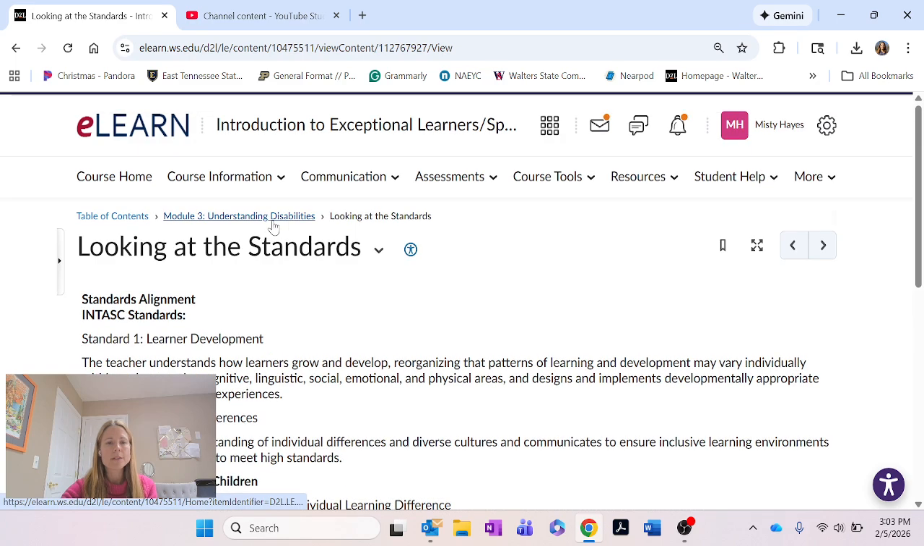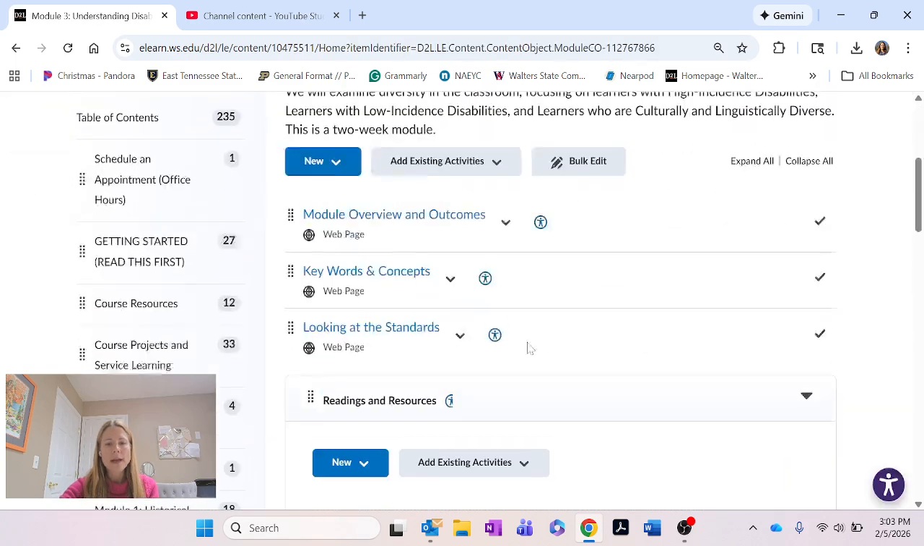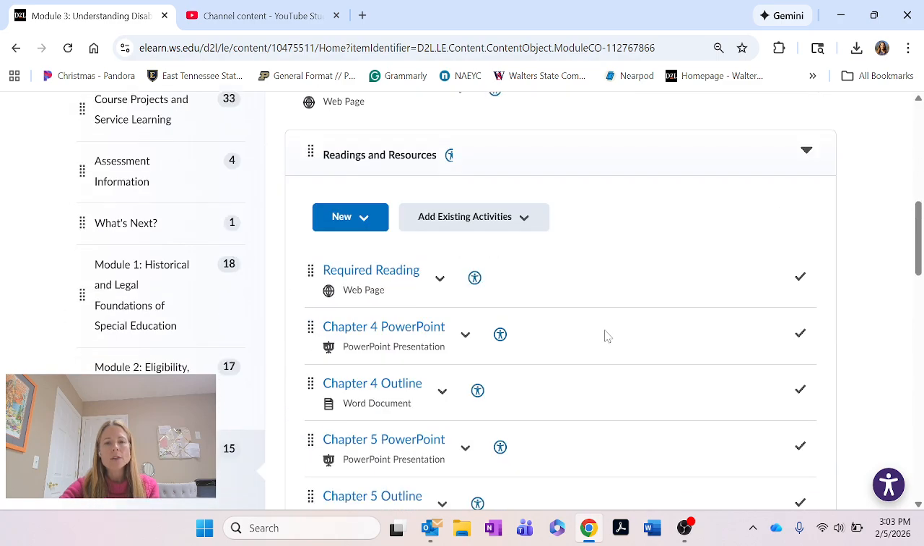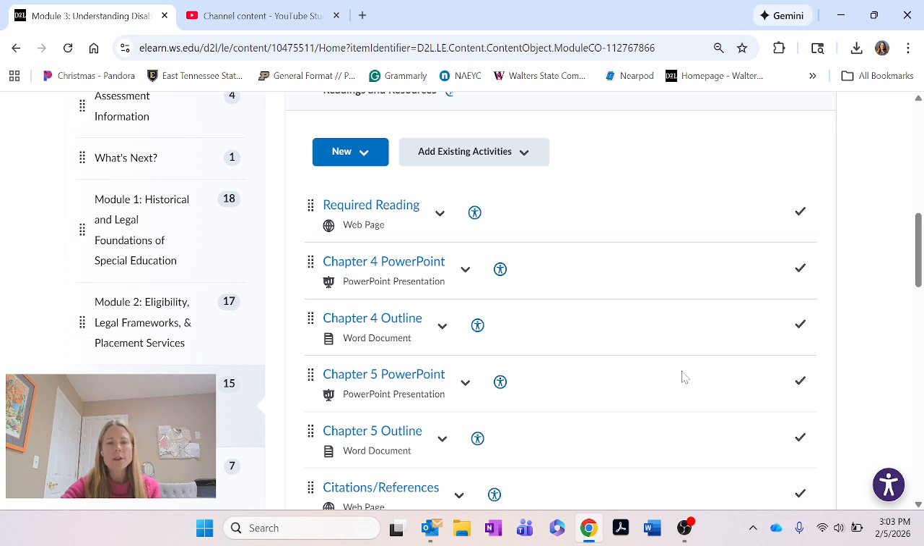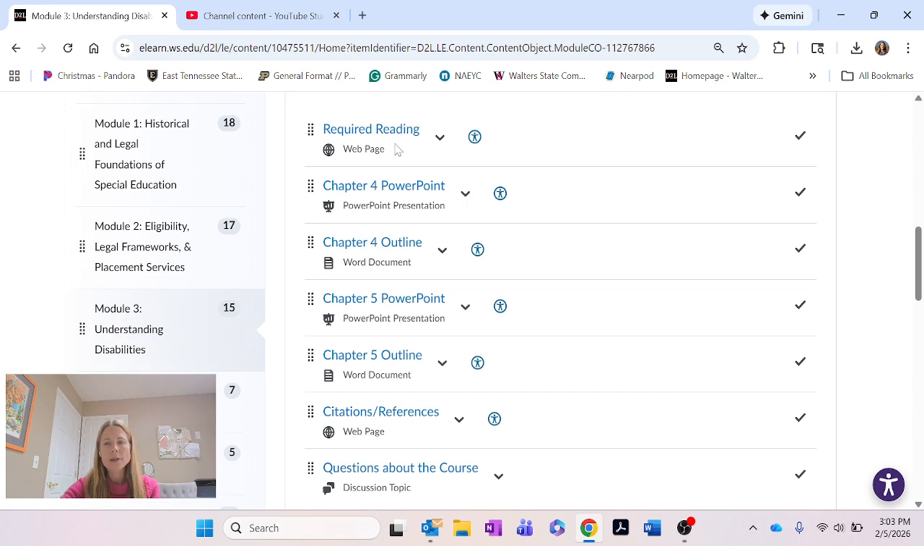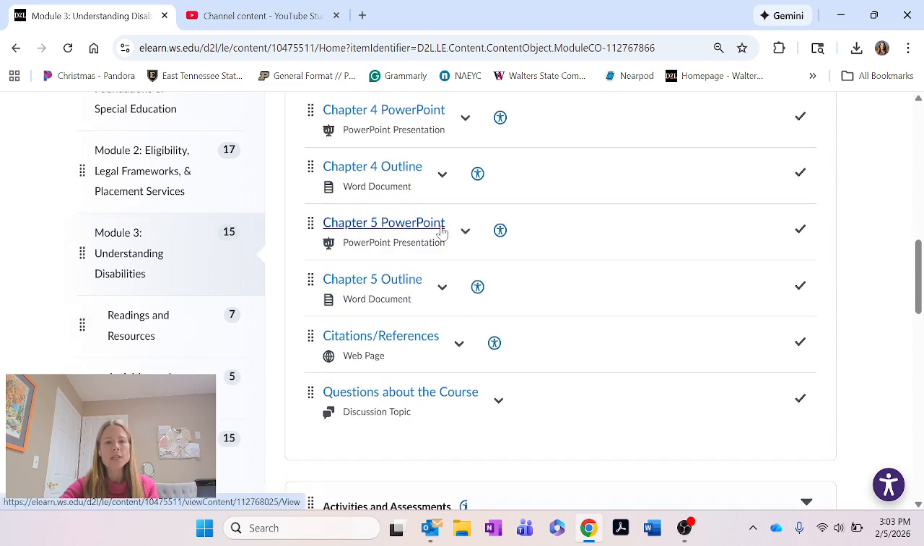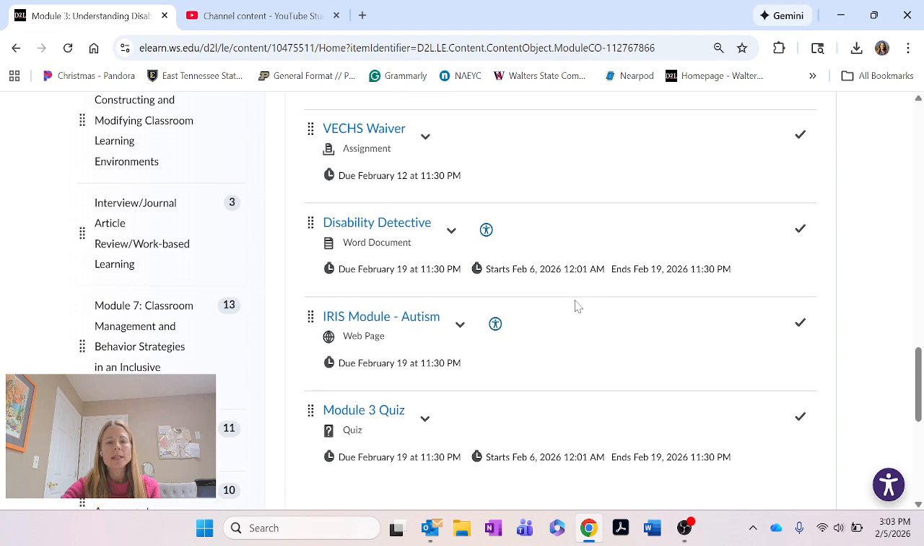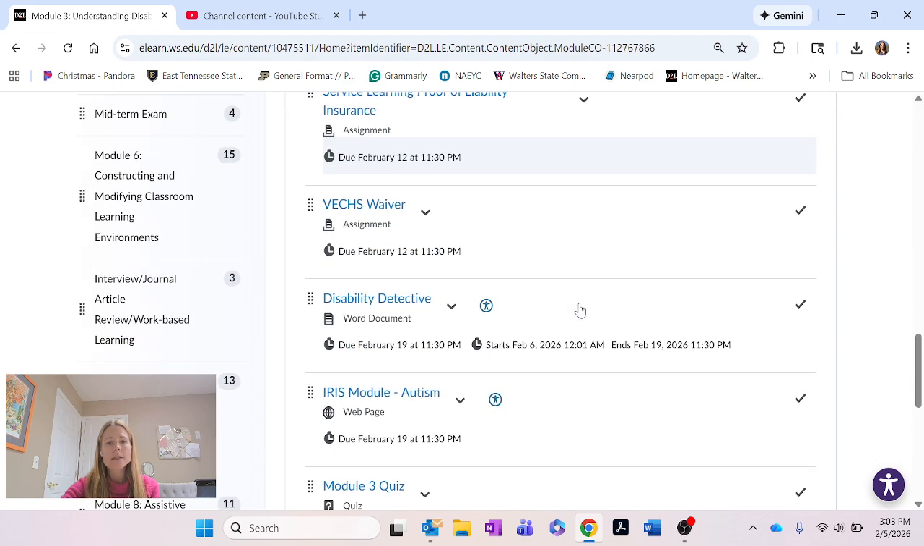So those are our standards for you to look at. Now, underneath our introduction, we also look at what resources are there for you. Obviously, you're required reading. You're reading chapters 4 and 5. I gave you the publisher's outlines and PowerPoints. Now, how are you going to be assessed this week?